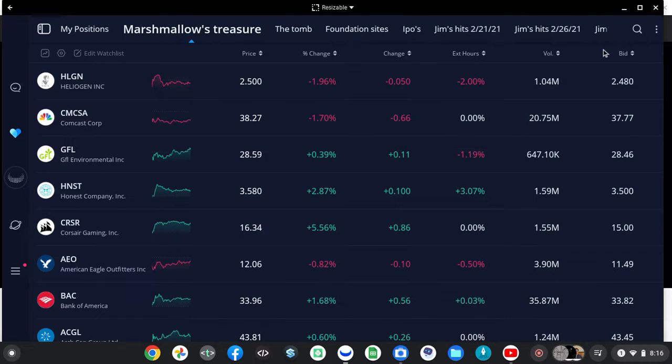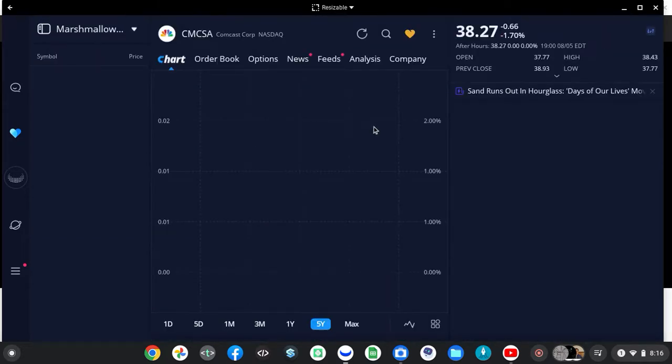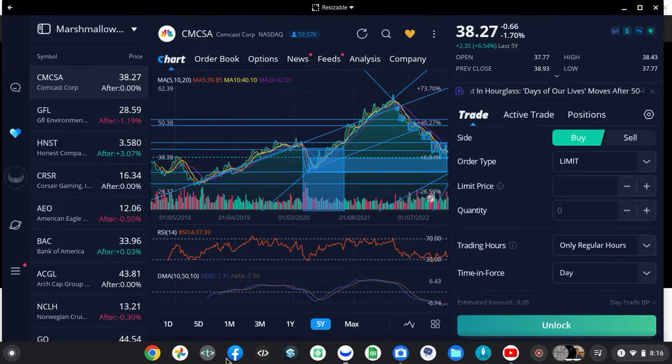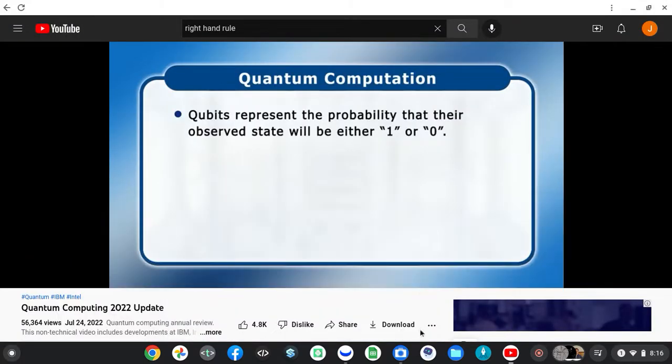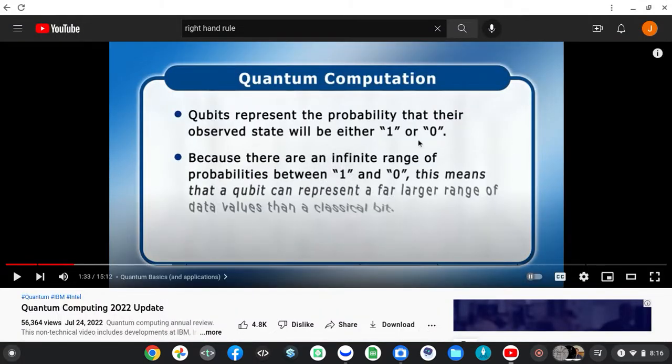But when a qubit is observed, its state always collapses to a value of either 1 or 0. In quantum computation, qubits represent the probability that their observed state will be either 1 or 0. And because there are... So think about it like in the mill instead.